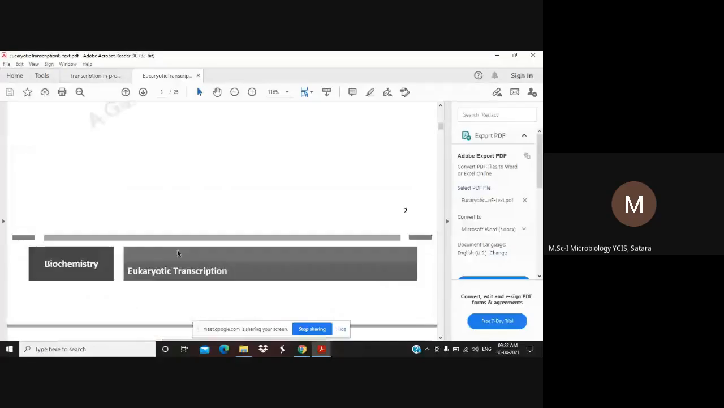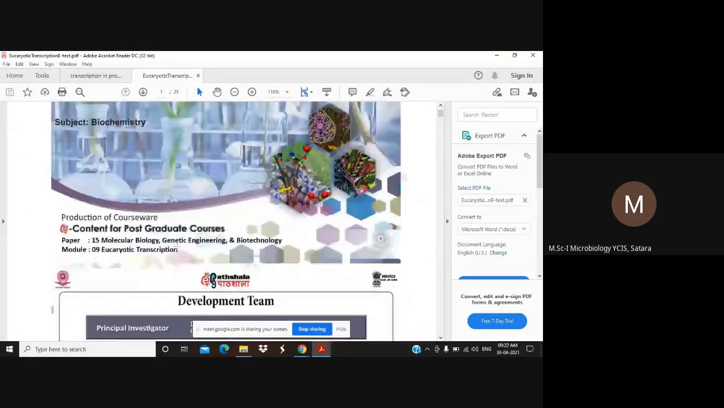And the process of transcription: initiation, elongation, and termination. And also, in the last lecture we have studied about the different transcription factors which are involved in the process of transcription in eukaryotes. So we will see one by one. Eukaryotic transcription process.